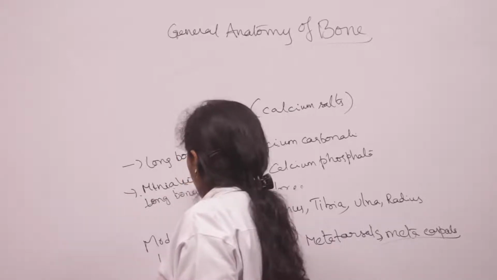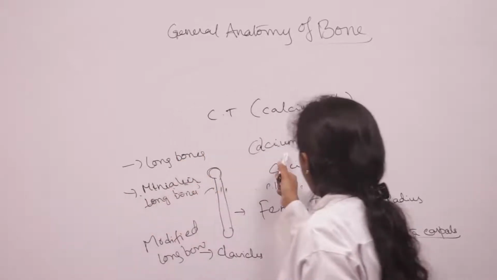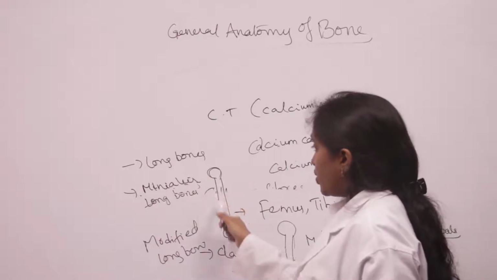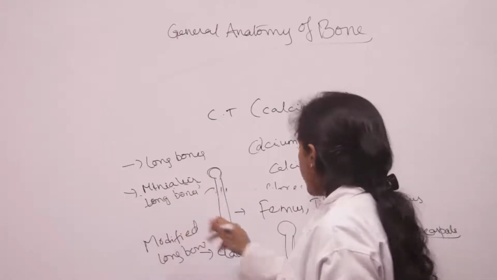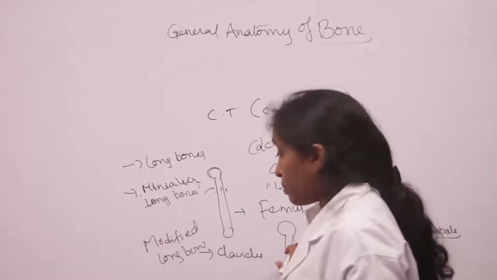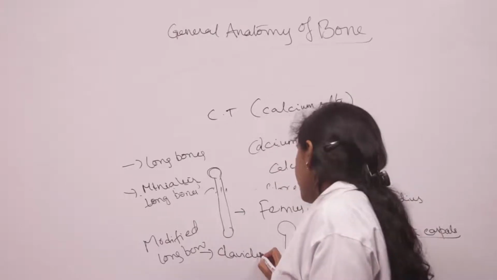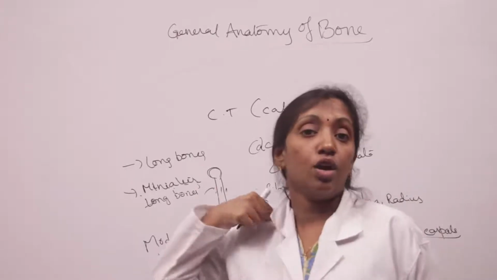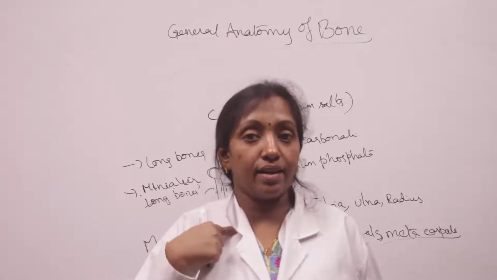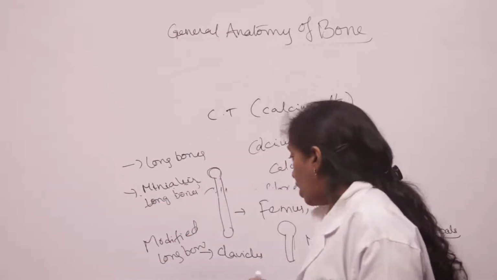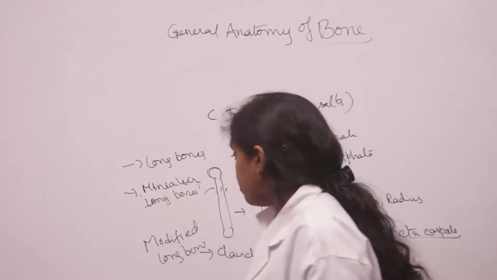So long bones have a shaft and two ends, and miniature long bones have only one expanded end. The modified long bone example is the clavicle, which is the collarbone, present here.